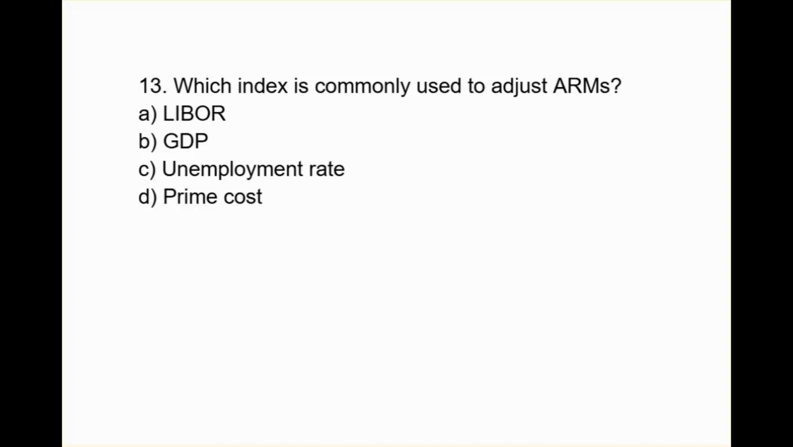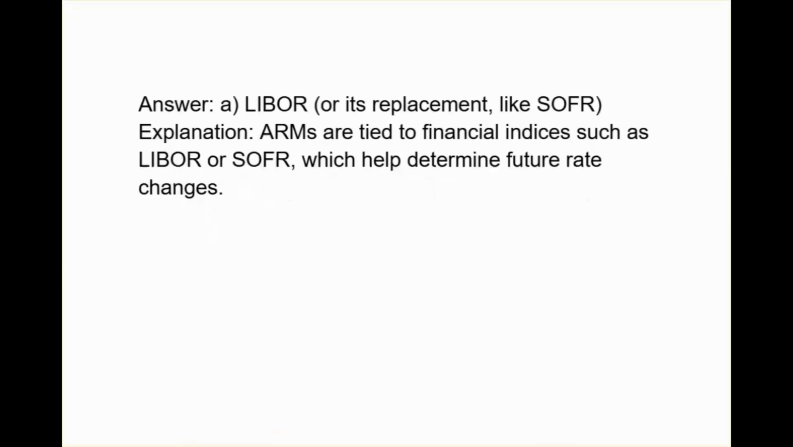Which index is commonly used to adjust ARMs? A. LIBOR. B. GDP. C. Unemployment rate. D. Prime cost. A. LIBOR, or its replacement like SOFR. ARMs are tied to financial indices such as LIBOR or SOFR, which help determine future rate changes.